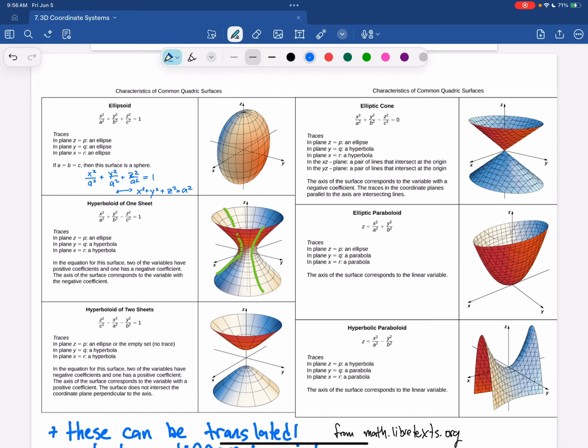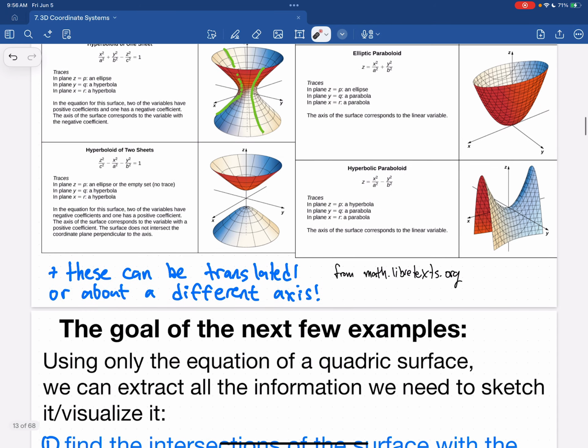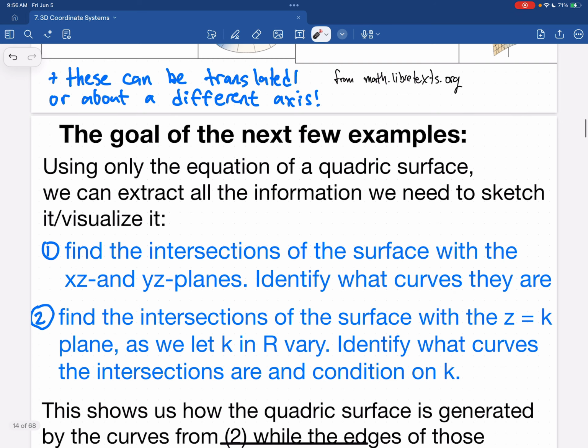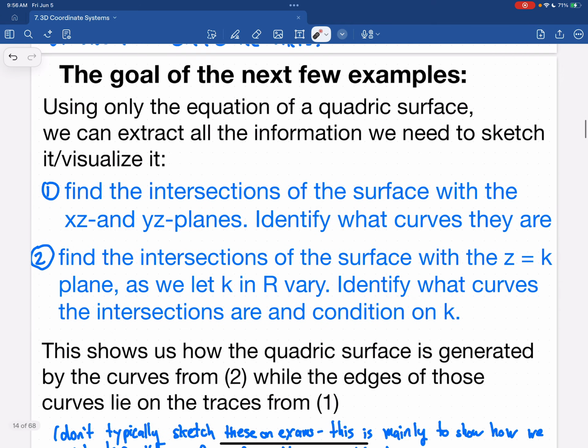This is just a way that we can use information that we extract from the equation of the quadric surface to visualize what it would look like, which is actually really cool. So again, to reiterate, the idea is that we're starting with the equation, visualizing it using 2 main pieces of information. The first would be the intersections with the XZ and YZ planes, and then the intersections of the surface with the Z is equal to K plane as we let K vary, just as some real number.